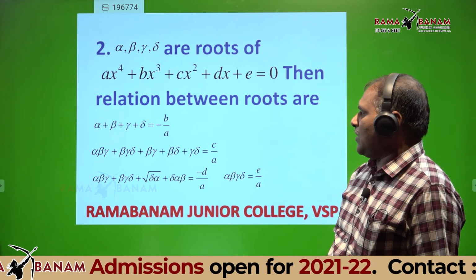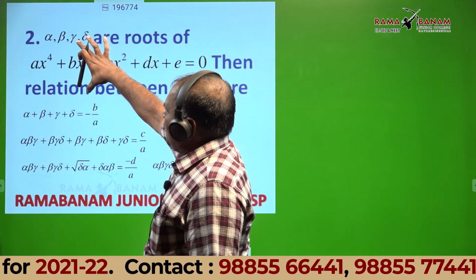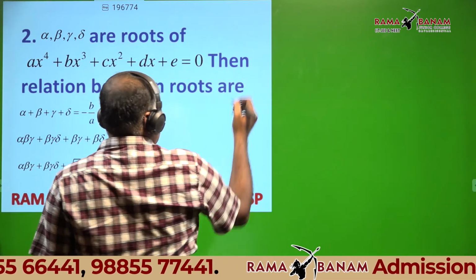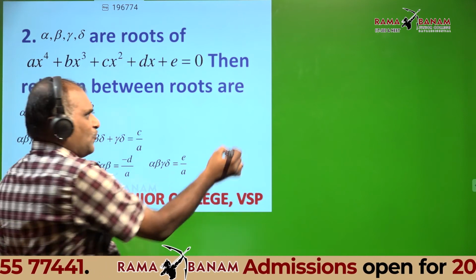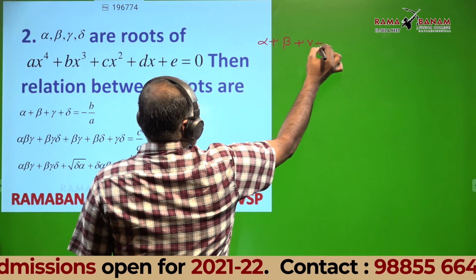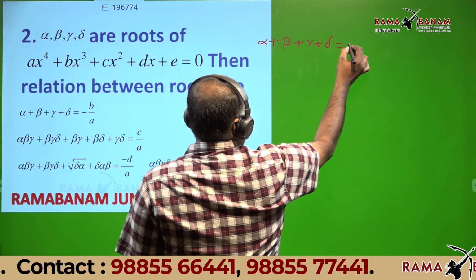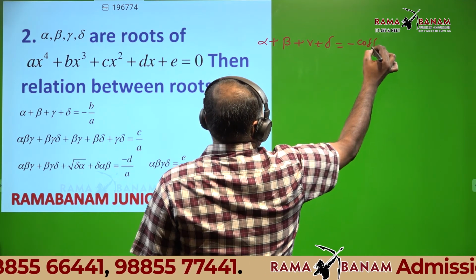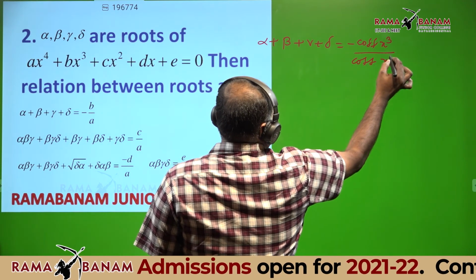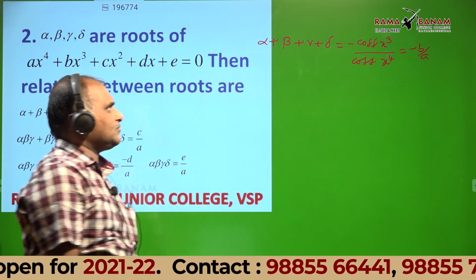That implies, observe this one. Here, 1 by 1. First one, same like this one. Alpha plus beta plus gamma plus delta. Therefore, alpha plus beta plus gamma plus delta is equal to minus the coefficient of x cube by the coefficient of x power 4. That is called minus b by a.